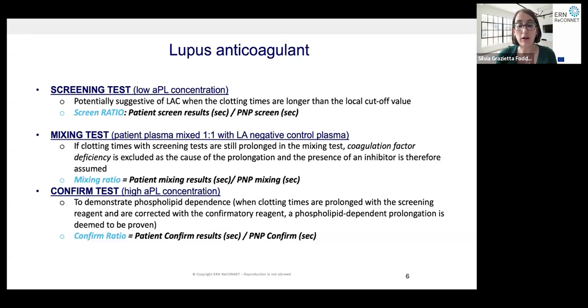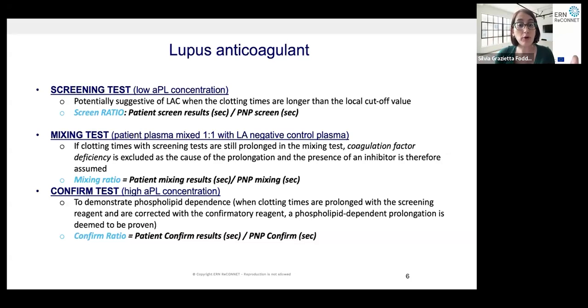If my blood clots in too much time, then I'm going to go to the mixing test. In the mixing test, I'm going to add half of the blood of my patient and half of the blood coming from a normal sample. I'm going to mix it up, and I'm going to see how much time the blood takes to clot. If the blood right now is formed in a normal amount of time, I'm going to say that my patient probably has got a lack of one of the coagulation factors. Instead, if my blood is still anticoagulated, it means that maybe I've got an inhibitor anticoagulant, so lupus anticoagulant.